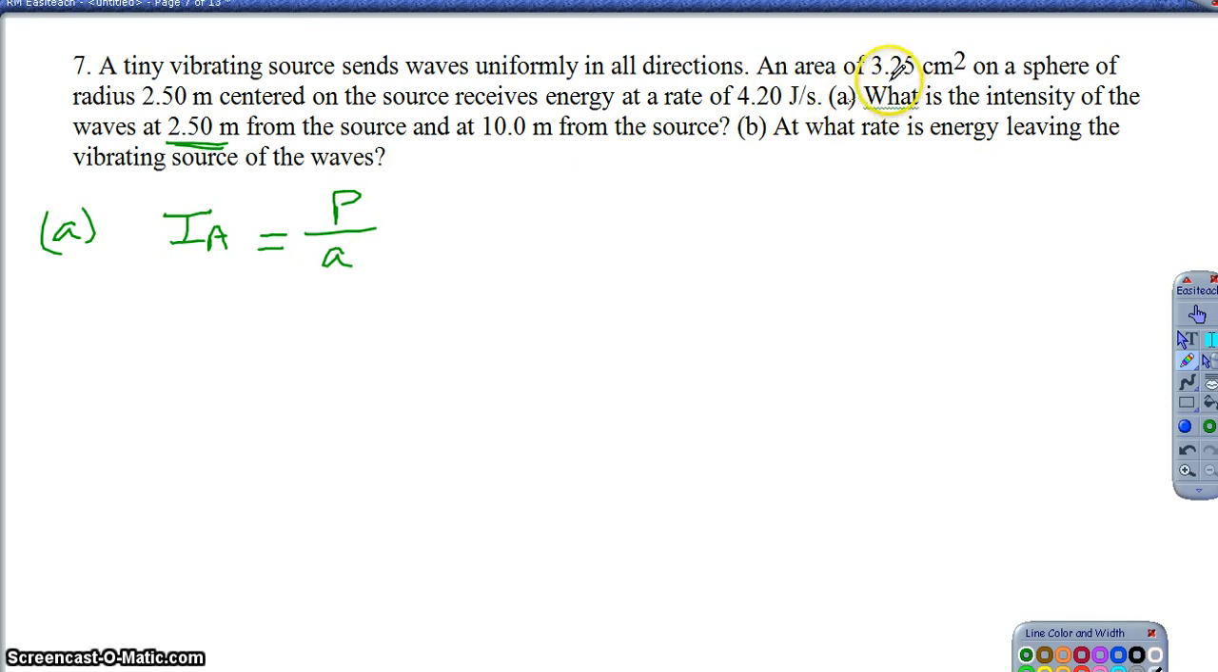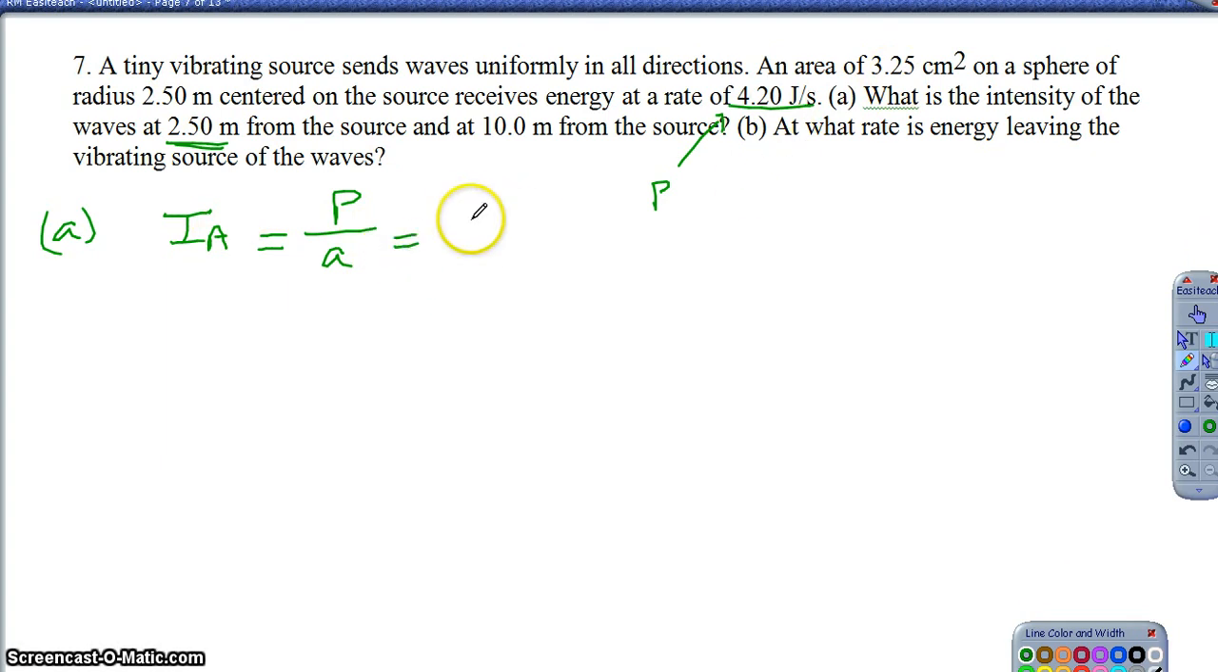In fact, all I need to do is, since they give me this much area on the sphere that receives that much energy, or the rate of energy, which is joules per second, which is a secret way of them giving us the power, right? Joules per second is watts, so that actually is a measurement of power and not energy. So they're giving me how much power that much area receives, and that is the intensity. That is what the intensity is by definition.